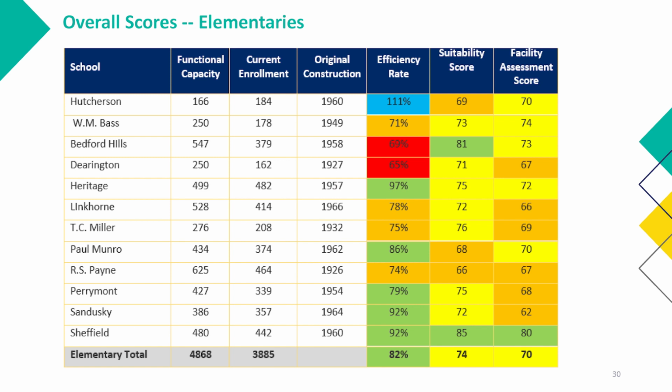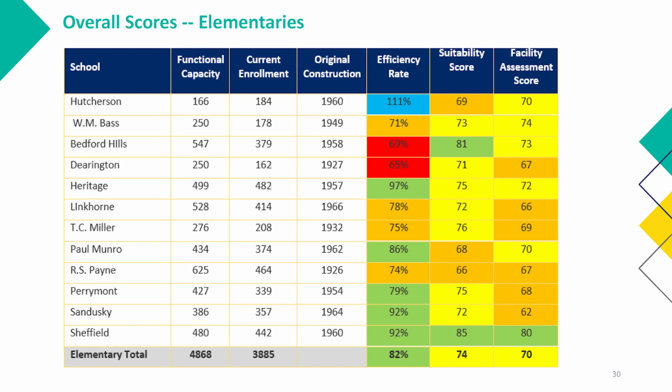And then your facility score is there. As you scan down through there, you'll see Bass is at 71%. They set their functional capacity at 250. I know they've had 300 at some point. Bass was, I thought, in really nice shape for an older building, and that's kind of a testament to what you see there for that score. Bedford Hills, 69%, 81 suitability.